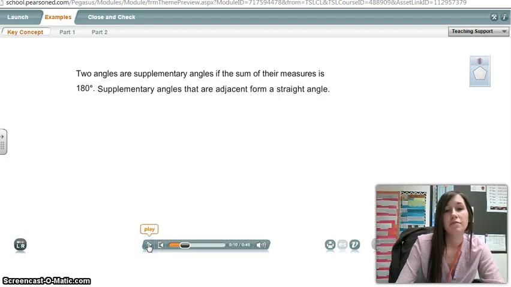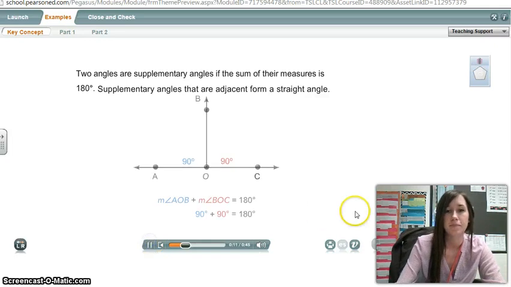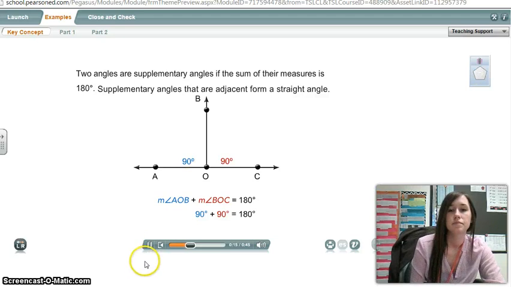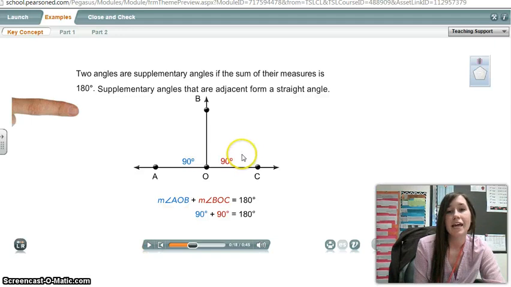If you have supplementary angles that are right side by side, or adjacent, then they're going to create a straight angle because together they add to make 180 degrees. And so if you put them together, they're going to make a straight angle, which is also 180 degrees. Angle AOB and angle BOC are supplementary adjacent angles. Because they are adding to make 180, they are supplementary, and because they are right side by side, we call them adjacent.